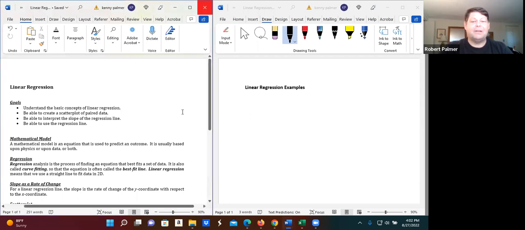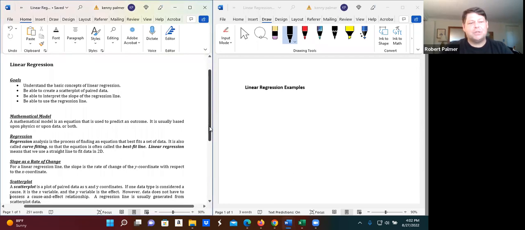So first, let's just come over to the left and take a look at some definitions and some details. So first off, let's talk about what a mathematical model is. It says a mathematical model is an equation that's used to predict some kind of an outcome. It's usually based on physics or data or both.